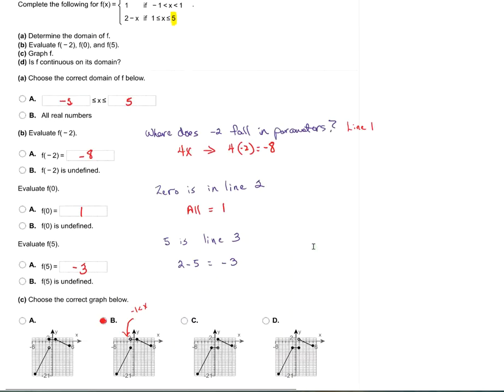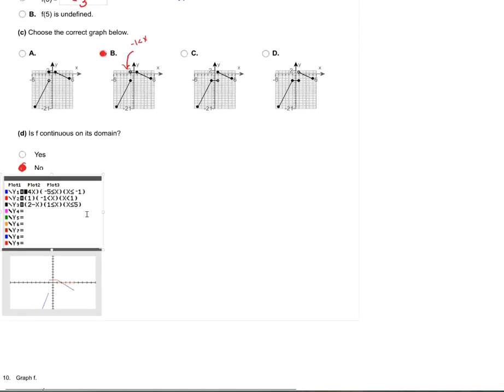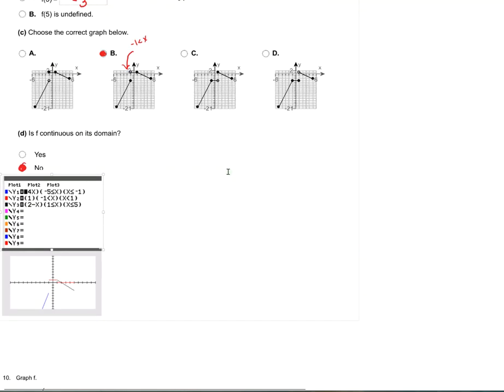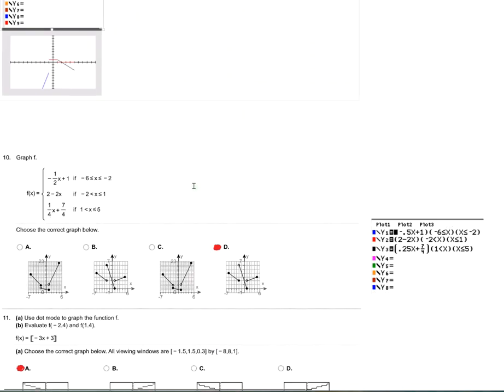So let's go back down and look at the chart that I have. So here we go. We got 4x, we got -5 less than or equal to x, and we got x less than or equal to -1. You do the same thing with all 3 lines, and when you hit graph, you get this. There's our 3 pieces. And we should be able to pick this right here, okay? All right, number 10, let's see.